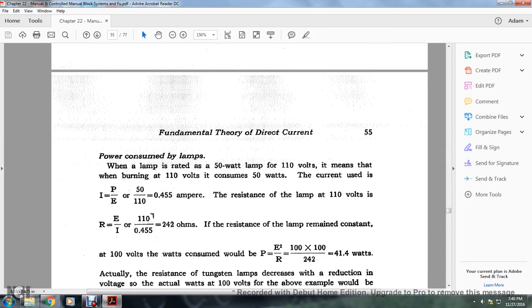Power consumed by lamps. When a lamp is rated as a 50-watt lamp at 110 volts, that means that burning at 110 volts it consumes 50 watts. The current used is I equals P divided by E, or amperes equals watts divided by volts, 50 divided by 110, which is about 0.45 amperes. Ohms is equal to voltage over amperes.